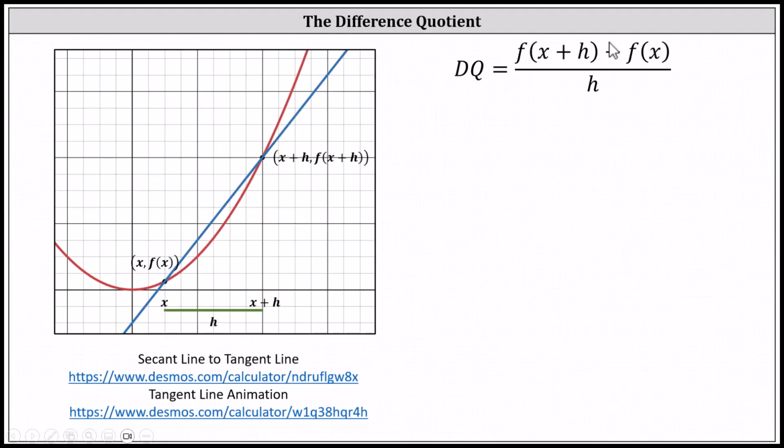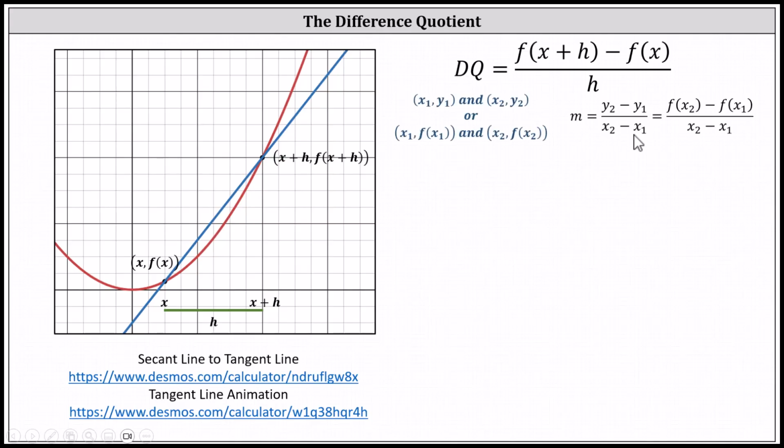So again, to derive the difference quotient, we will find the slope of the blue secant line here on the left using the 2 points of intersection. Recall the slope of a line is equal to the change of y divided by the change of x, or the change in the function values divided by the change in x.